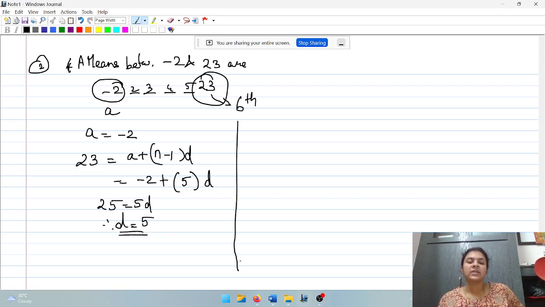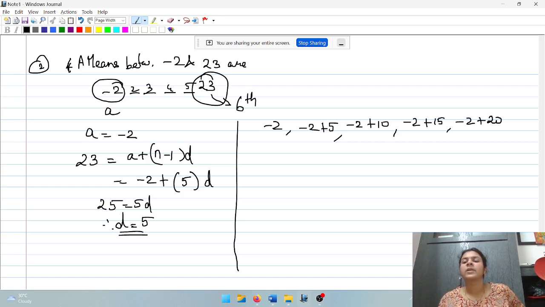Now using this, give your answer. -2, next term will be -2 plus 5, then -2 plus 5 into 2, 10, then -2 plus 15 and -2 plus 20. So you get the terms as 3, 8, 13 and 18. The next term being 23, which is already given. So these are your 4 arithmetic means. So whenever they ask you the means in between, it refers to the terms that are in between the progression.